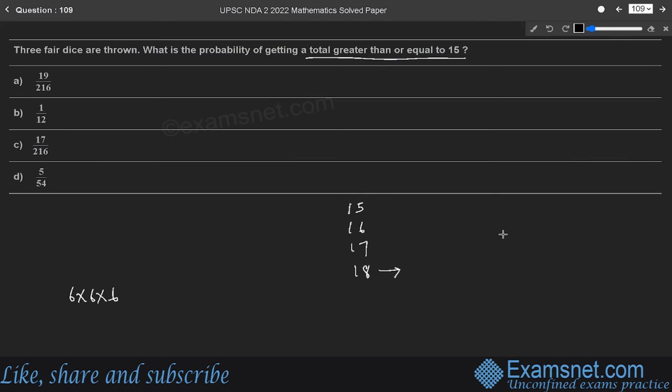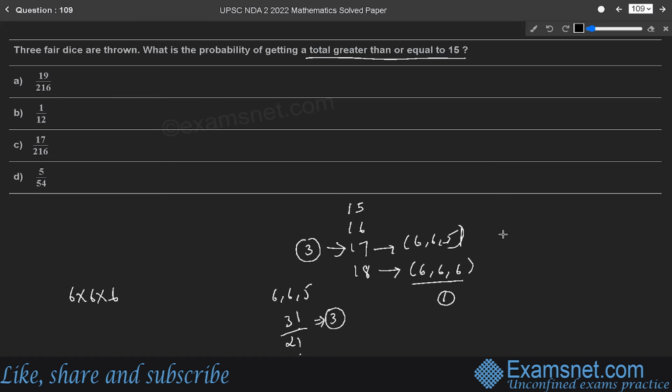Now probability of 18 will be 6, 6 and 6, because when we add these, the total is 18. This is one case. 17 will be 6, 6 and 5. But you can see that 6, 6 and 5 gives 3 factorial upon 2 factorial, which means there will be a total of 3 cases for 17.